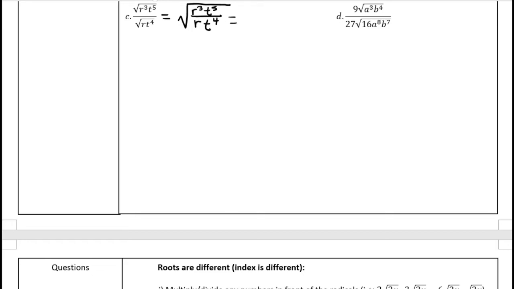Now, r to the third divided by r to the 1. Remember that you subtract the exponents when you're dividing. So this will give me r to the second, because 3 minus 1 is 2. T to the 5 minus 4 is 1, so t to the 1 power. Again, I'm going to write this in exponential form.